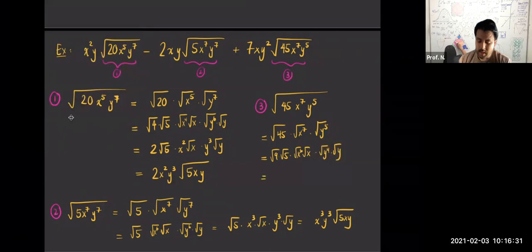So the square root of 9 is 3. This is 3 rad 5. The square root of x to the 6th is x cubed, rad x. The square root of y to the 4th is y squared, rad y. And this results in 3 x cubed, y squared, the square root of 5xy.